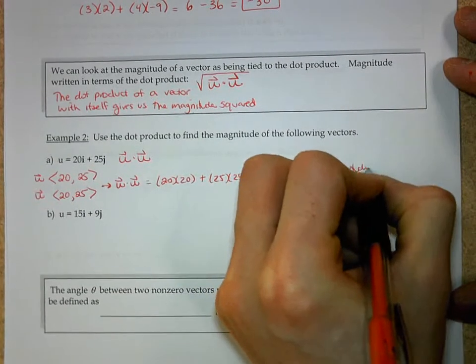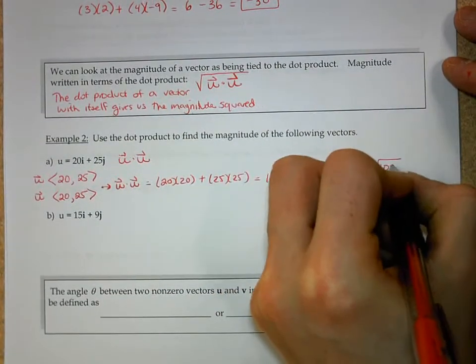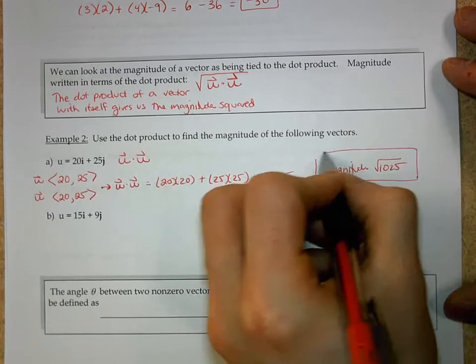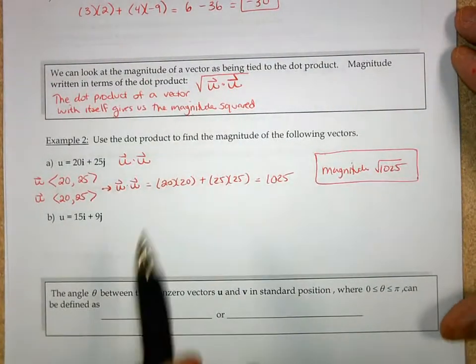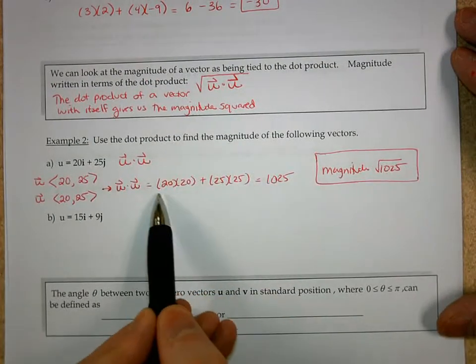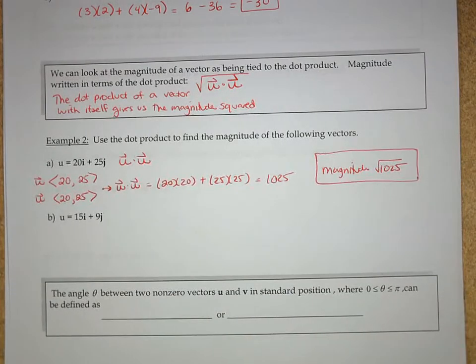So then the magnitude is the square root of 1025. And you can see right here that this is pretty much your formula for magnitude, the x squared plus the y squared piece when we look at it in component form.